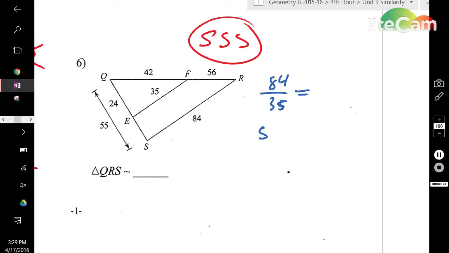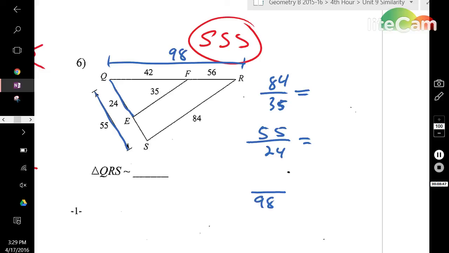Next one, 55 over 24. Notice the entire side length is marked here with the 55. And 24 is just from there to there. And lastly, we have on top here the combination of these 2 side lengths. So 42 and 56 actually add up to 98. So when they write it like this, the 56 from here to here, they just mean from F to R. So you need to add that to the total of 42 to get the entire side length of 98.